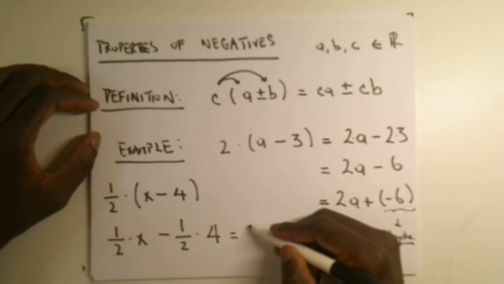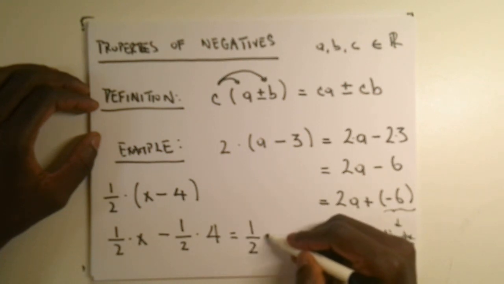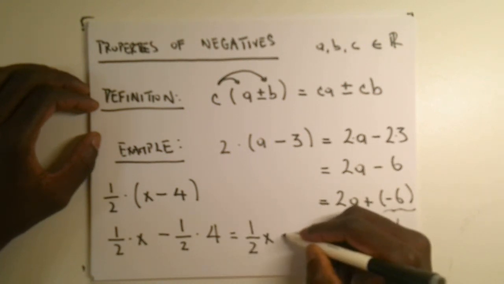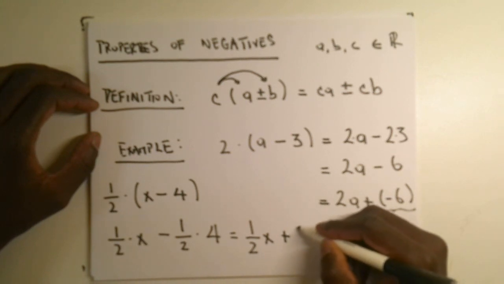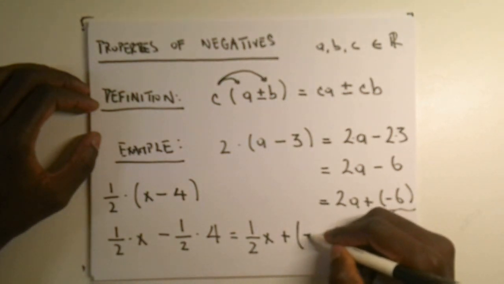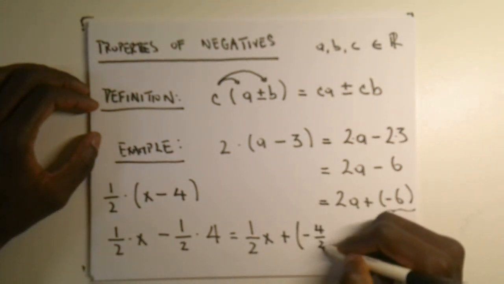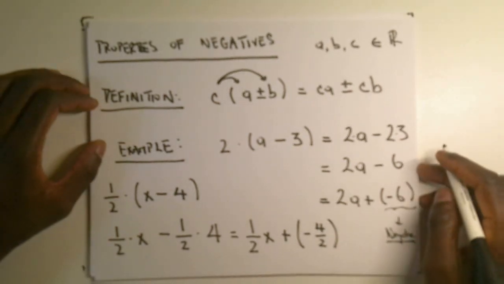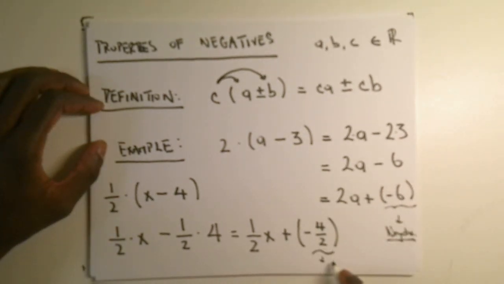And then now this equals 1/2 x. And then I'll say plus, and then I'll put negative 4 over 2. Good? And then this gives me my negative.